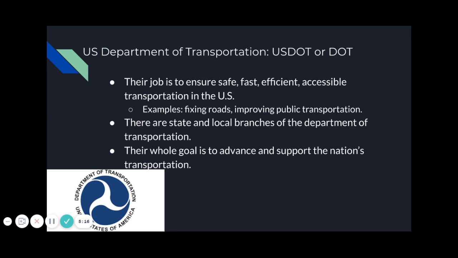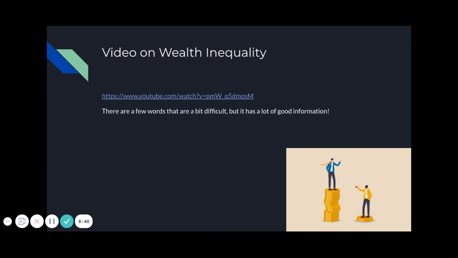There are state and local branches. We also have Pataskala, a road crew basically, who helps improve our roads. We have some public transportation in Columbus. You might have heard of the COTA bus system. The whole goal of these transportation departments is to advance and support the nation's transportation, whether that is car transportation, plane transportation, train transportation, all of it.